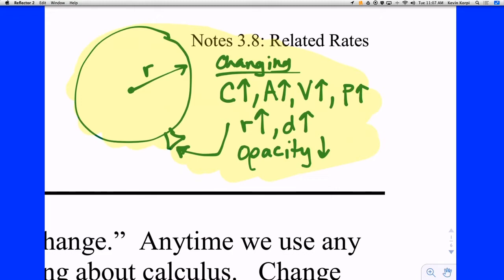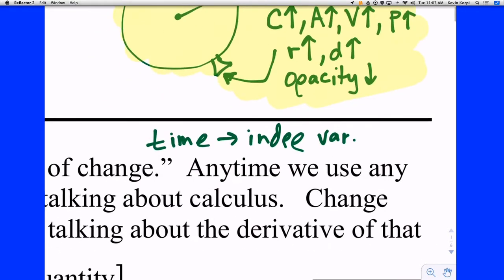What's a pretty good independent variable in life? Time. Yeah. We're going to be using time as our independent variable. How fast all of these things change with respect to time. And it's going to turn out that most of our equations, like our equation for the volume of a spherical balloon, don't even have a t variable in them. It's not going to be a problem because we have implicit differentiation.